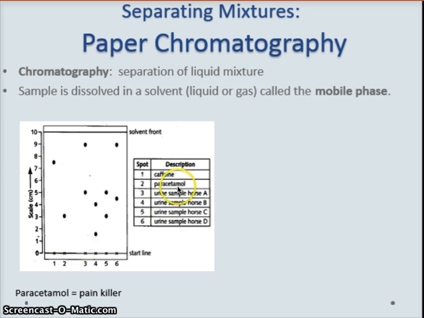And then they put paracetamol, which is a painkiller. Paracetamol is another word for acetaminophen, which is found in our Tylenol and Advil. And it traveled here. And then they put urine samples of horse 3, horse 4, horse 5, and horse 6. Or horse A, B, C, D.